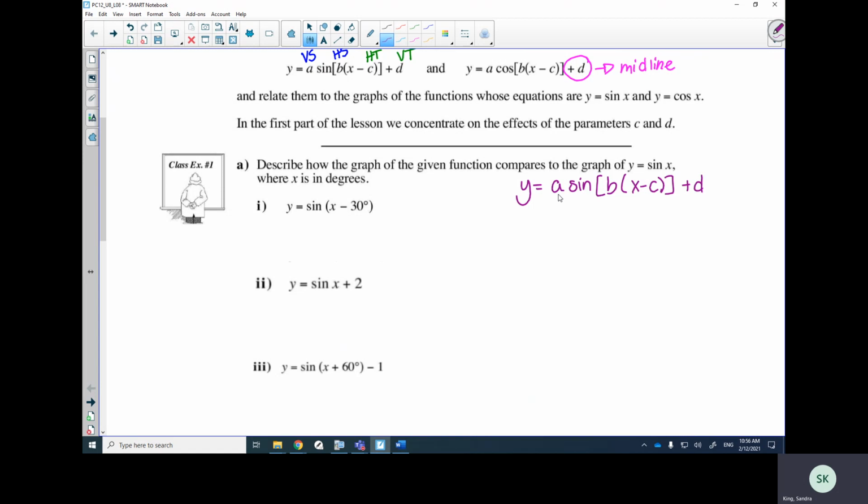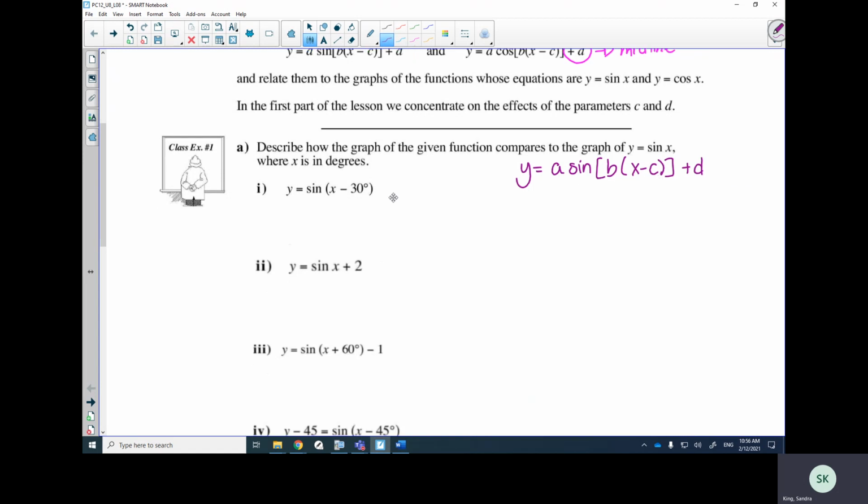So you look at this, you compare it to the general form, and you say, okay, that would be a C value. The C value here would be 30 degrees, so it's always the opposite. Then you have to tell me, well, what is the C value? That's your left-right translation. So this would be a horizontal translation, 30 degrees right. The replacement for this would be an X replacement, and X is replaced with X minus 30 degrees.